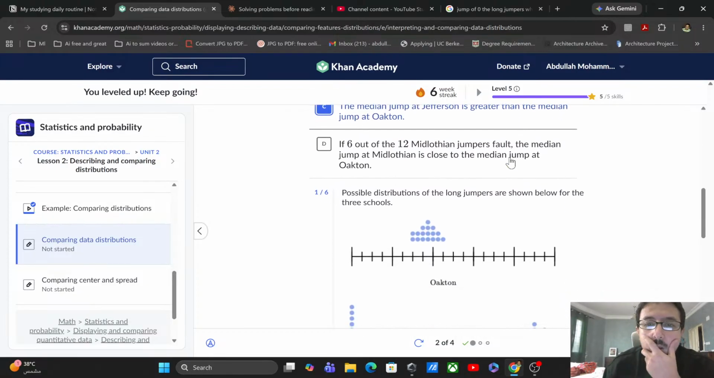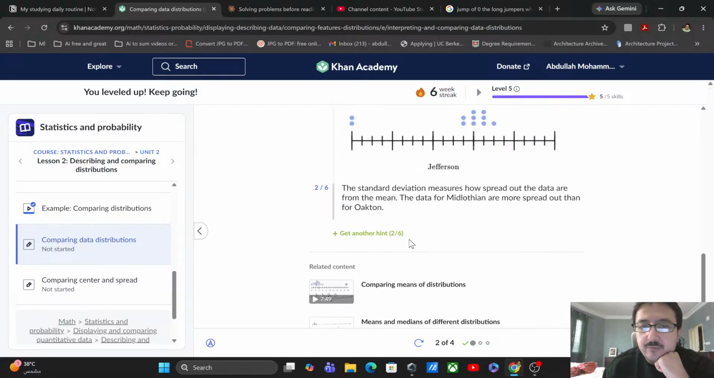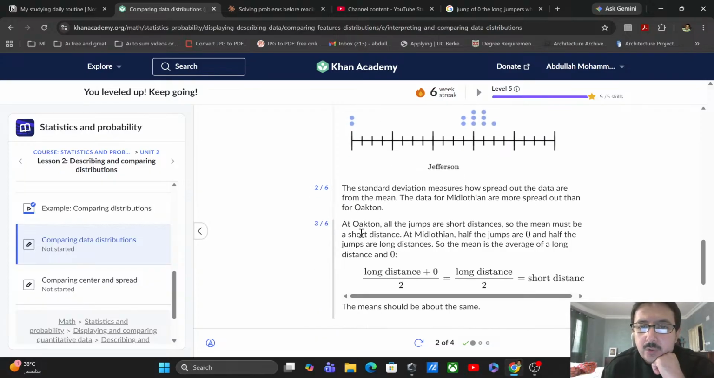So this is not it. Give another hint. All the Octane jumpers are short distance, so the mean must be a short distance. Half the jumpers are long distance, so the mean is the average of a long distance and 0. Suppose 0. A long distance and a short distance are about the same.